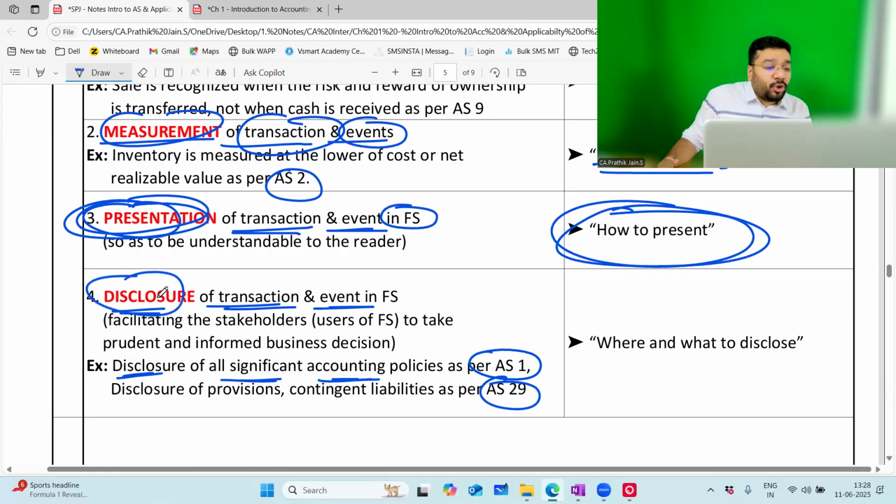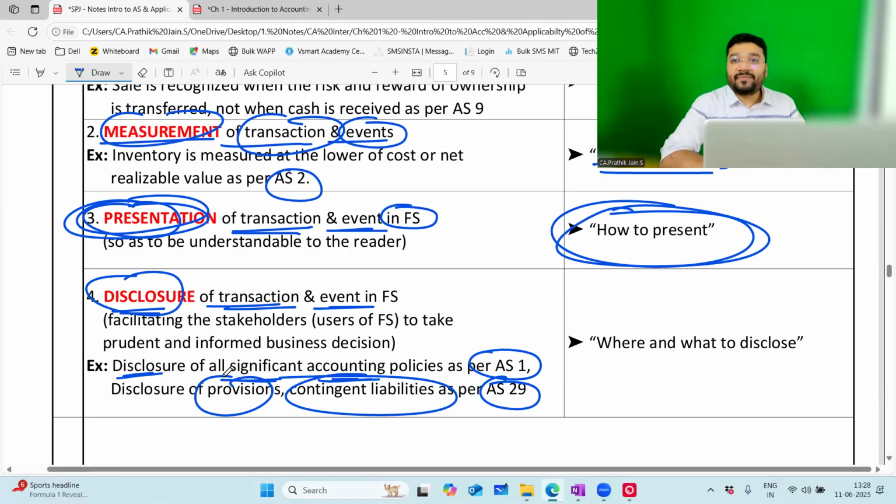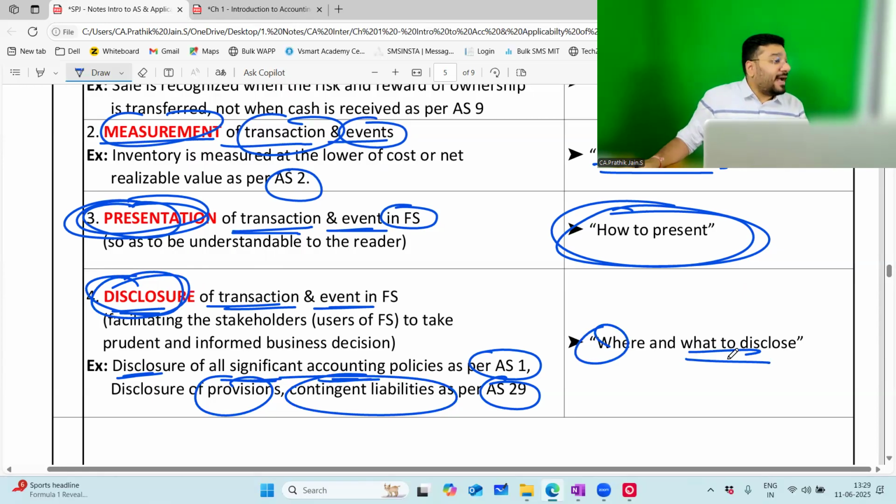AS 29 talks about disclosure of provisions and contingent liability. If a consumer has filed a case on Reliance Limited for 25 crores and the case is still pending in the court, where should you give that information? In notes to accounts under contingent liability. Who mandated this? AS 29. So multiple AS will give you disclosure related information also, where and what to disclose. AS 29 says disclose this under contingent liability, not in the P&L or balance sheet, but in notes to accounts.